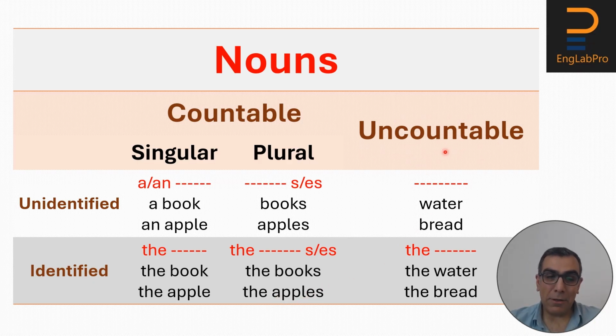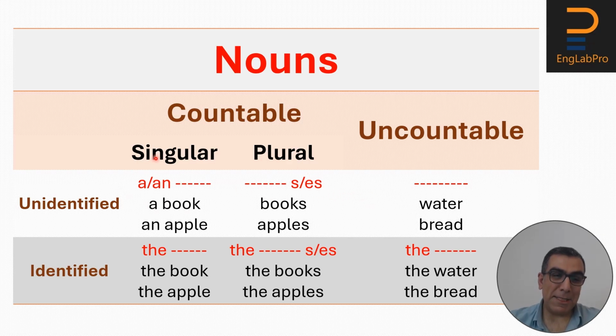When a noun is uncountable and unidentified, we don't use any articles for that. Say water and bread. Generally, we're talking about water and bread. But when they are identified, for example, the water in the glass, the bread which is in the fridge, we use the for that. So this is the way we use articles.